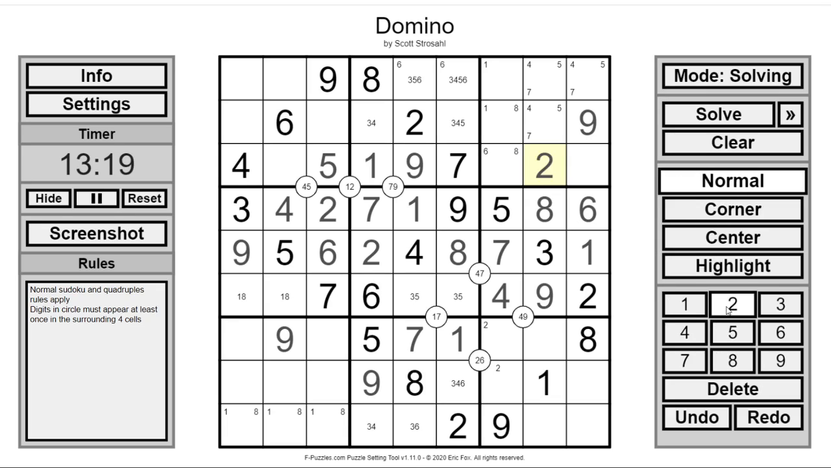Oh my gosh, that's hard to see. Which makes this a 2. I mean, you can't blame me for not seeing that one. 4, 5, 7. So we got 1, 8, 6 left to place. So 6, we know where that goes. 8, we know where that goes. 1.